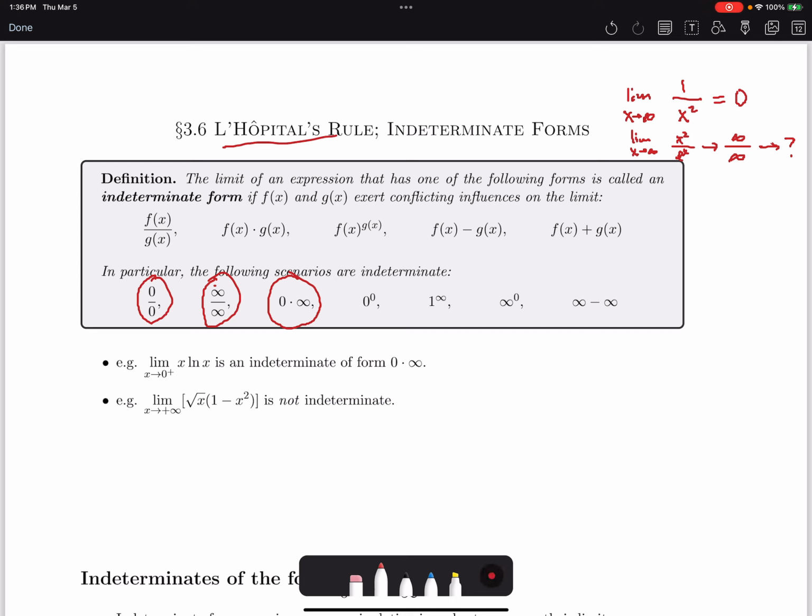Something like infinity minus infinity would be indeterminate. Infinity plus infinity is not indeterminate, right? But infinity minus infinity is. Infinity plus infinity would just be infinity.